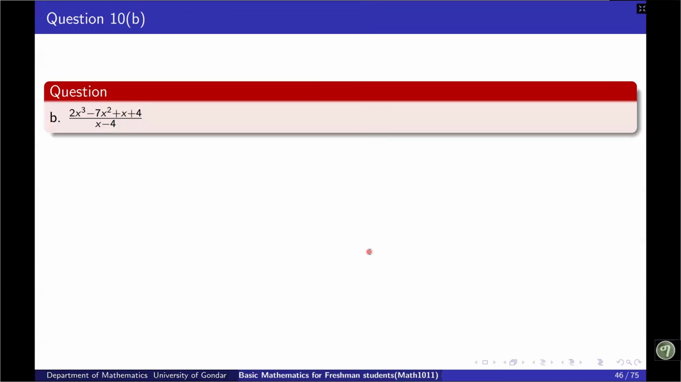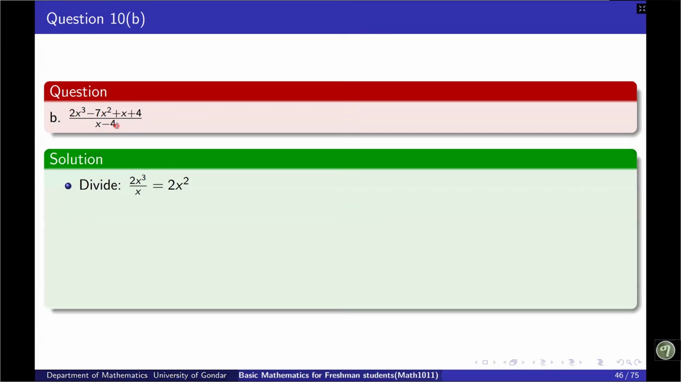Similarly, the second one: 2x cubed minus 7x squared plus x plus 4 divided by x minus 4. Let's find the remainder and the quotient, obtained by dividing this cubic polynomial function by x minus 4. Using the usual long division method, dividing the leading terms, we have 2x squared. Let's multiply the denominator by 2x squared to get the product.